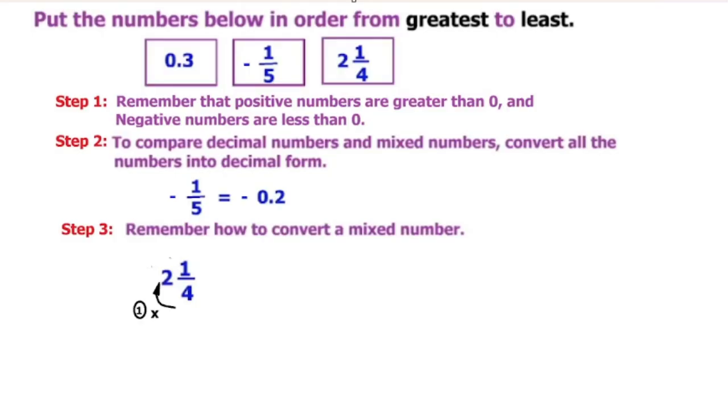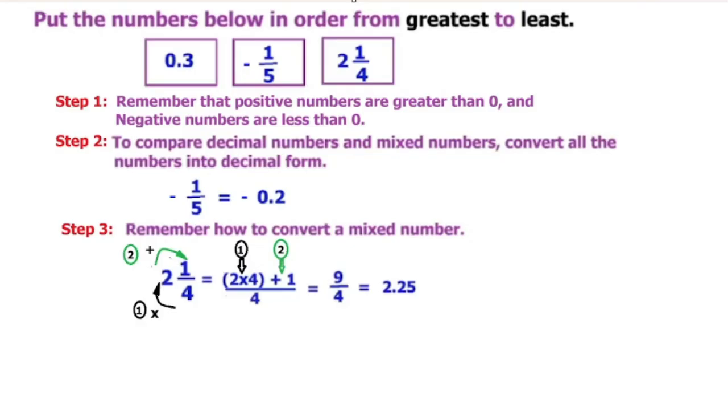We could have done that a little bit quicker. We could see that 2 1/4 is 2.25, and we should know that 0.25 is the same as a quarter, okay? So the next step, we want to put the numbers from greatest to least.